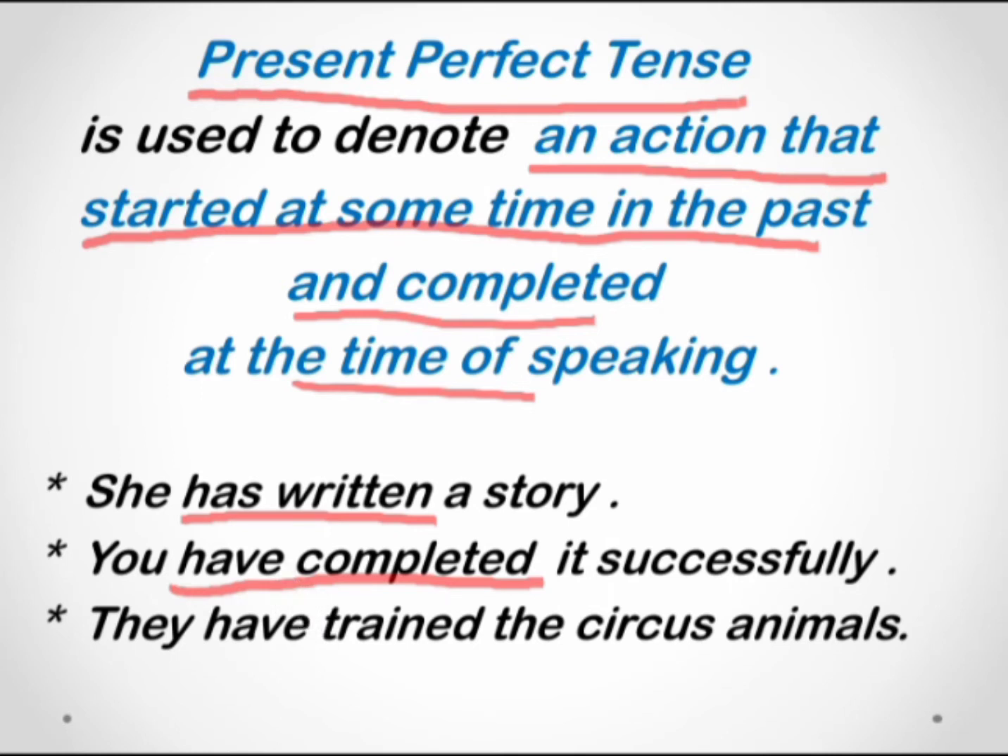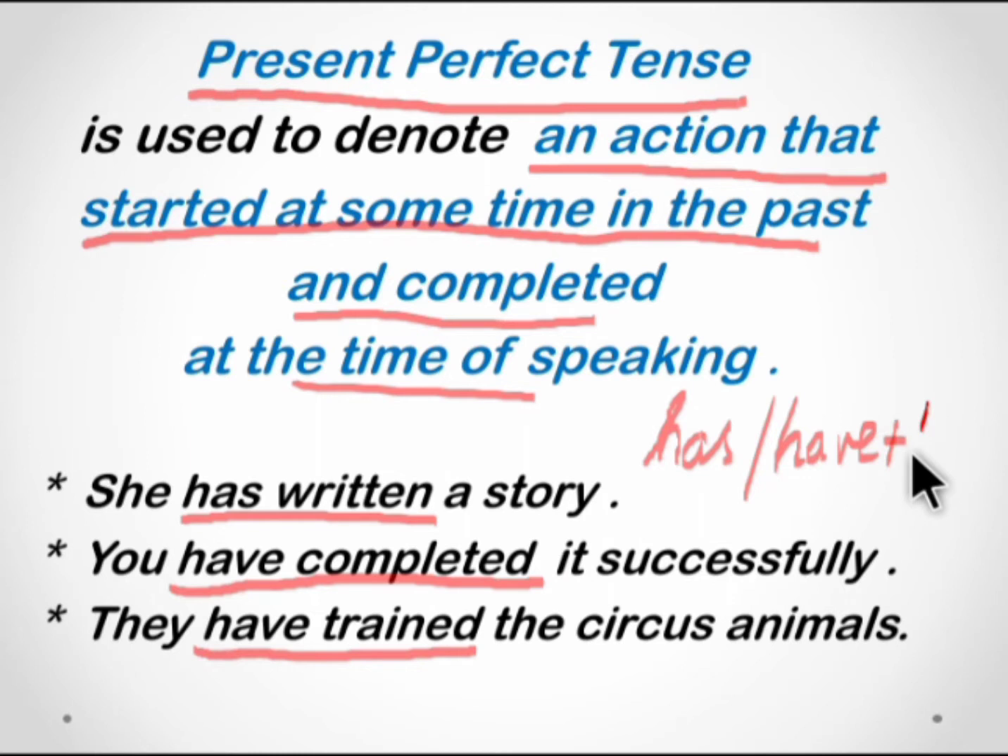They have trained the circus animals. They have trained. So have trained is the verb. The circus animals. So the training began earlier and now the training is completed. So how do we identify whether the verb is in present perfect? We use the auxiliary verbs, the have verbs, that is has or have. We use either has or have plus the past participle of the main verb.